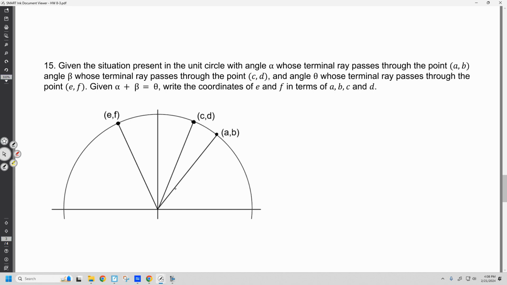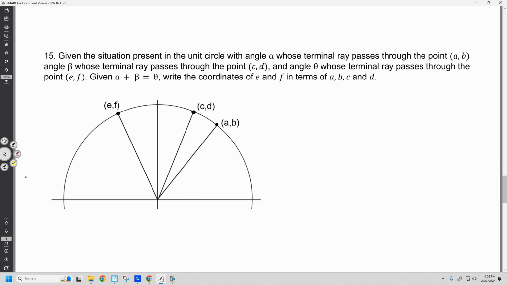The key to this problem is that the sine of alpha is the y-coordinate here. The cosine of alpha is the x-coordinate here. Keeping that in your mind, how it's like the unit circle, sine is just the y-coordinate, cosine is the x-coordinate. You can make your triangles. You will be able to understand this problem if you know that fact. Good luck out there, students.